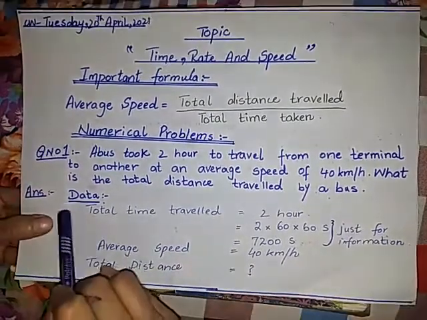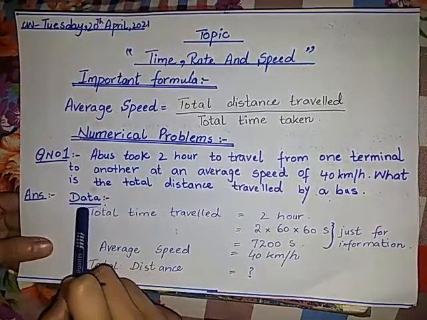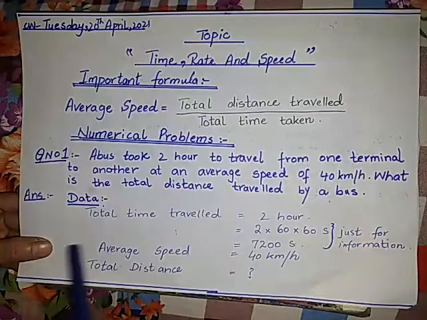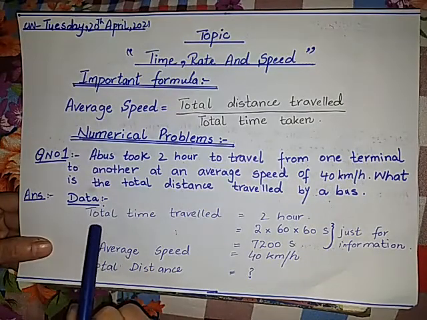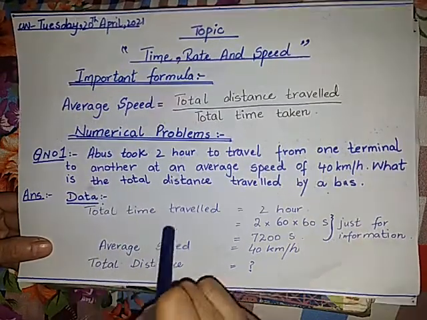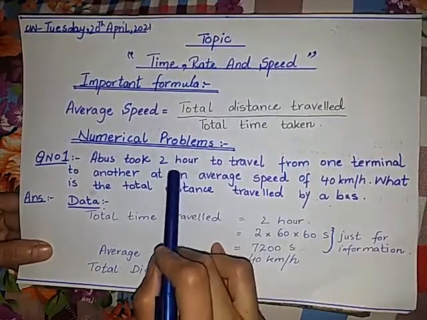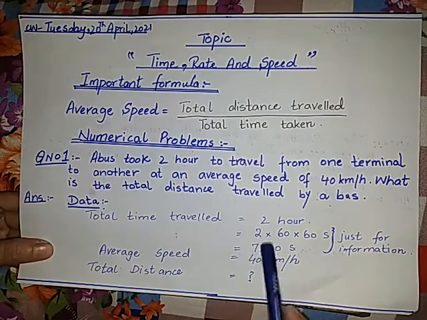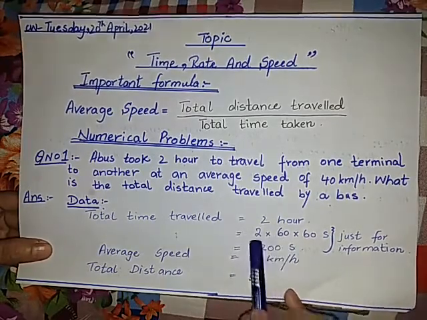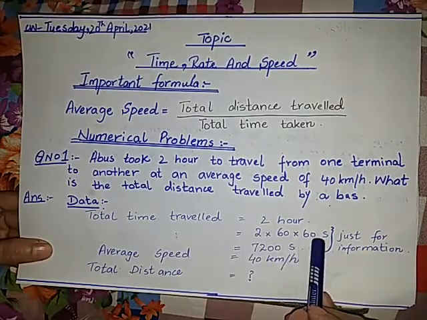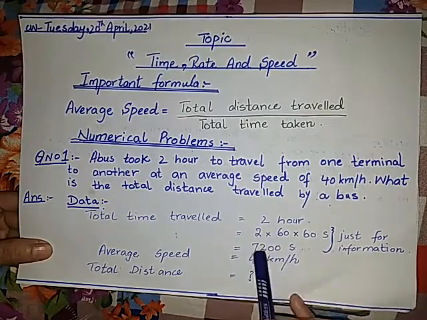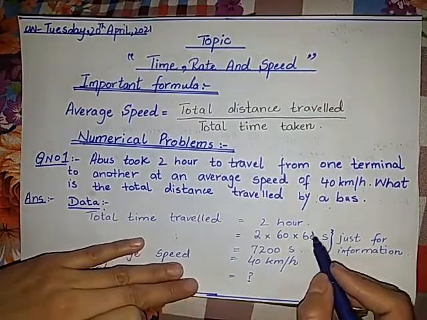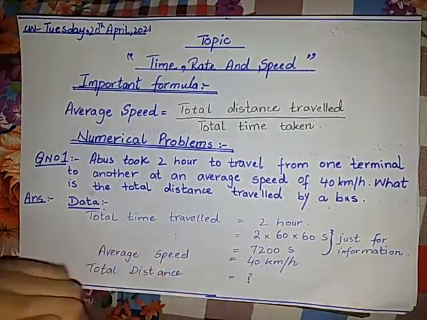So first of all we will write the data, which are the points given in the question. In the data we will write the total time traveled, which is given as 2 hours. Students, 2 hours means 2 multiplied by 60 minutes multiplied by 60 seconds, and this will be equal to 7200 seconds. This is just for your extra information. This is not part of this question.